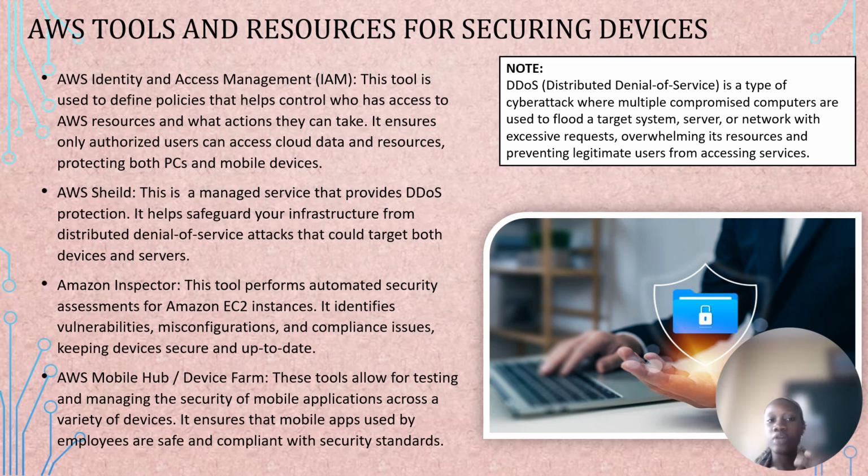Another resource is the AWS Mobile Hub or Device Farm. This tool allows for the testing and managing of the security of mobile applications across a variety of devices. This ensures that the mobile apps used by employees are safe and compliant with security standards.